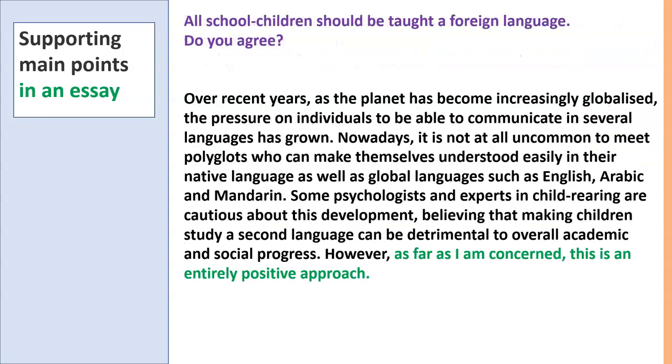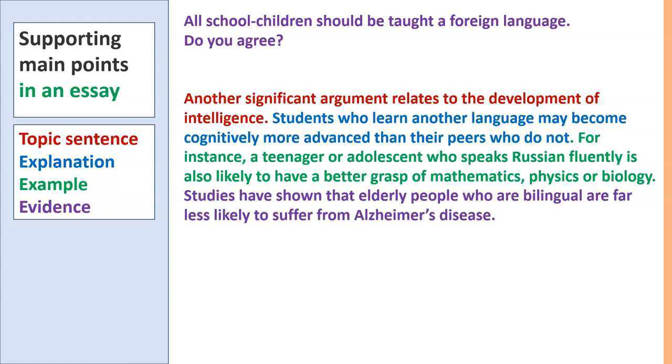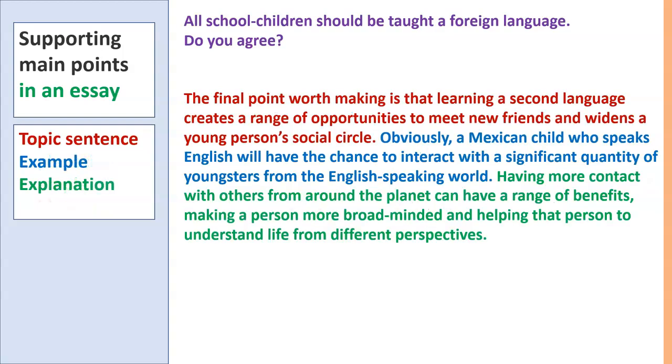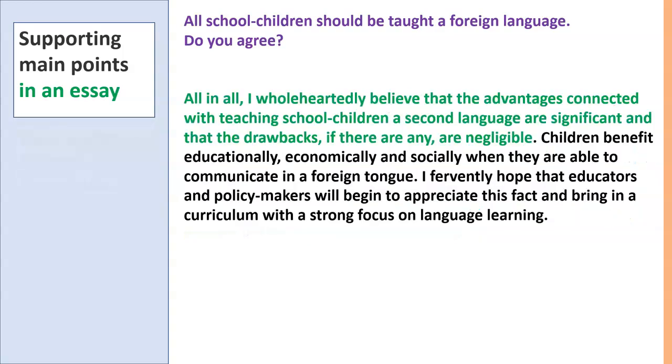Let's have a look at another essay. All school children should be taught a foreign language. Do you agree? So we make our position clear in the thesis statement at the end of the introduction. We have a main body paragraph with a topic sentence which supports the thesis, and the rest of the paragraph which supports the topic sentence. Another topic sentence which supports the thesis, and the rest of the paragraph supports that topic sentence. And the same again. So you can see this structure works very nicely. We go then to the conclusion, where we repeat our position and add extra information.